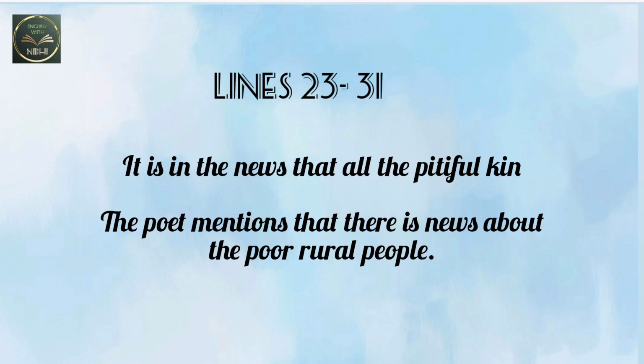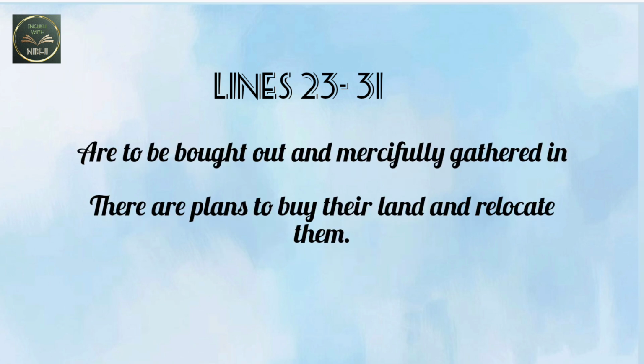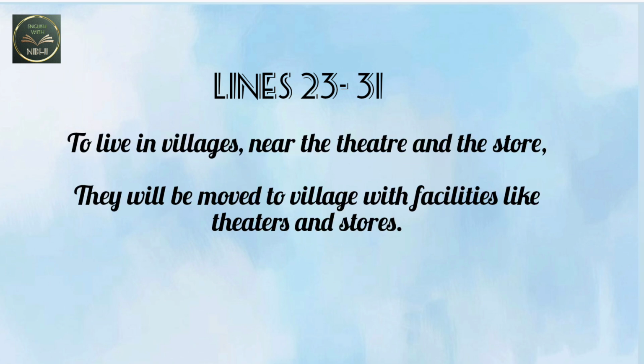Lines 23 to 31. Line 23. It is in the news that all the pitiful kin. Here, the poet mentions that there is a news about the poor rural people. Line 24. Are to be bought out and mercifully gathered in. That is, there are plans to buy their land and relocate them. Line 25. To live in villages near the theatre and the store. That is, they will be moved to village with facilities like theatres and stores.